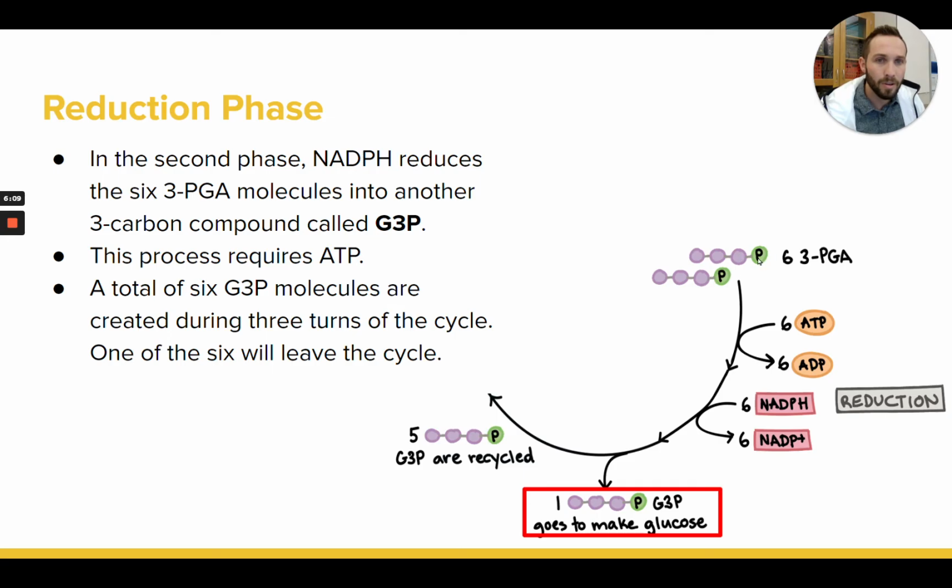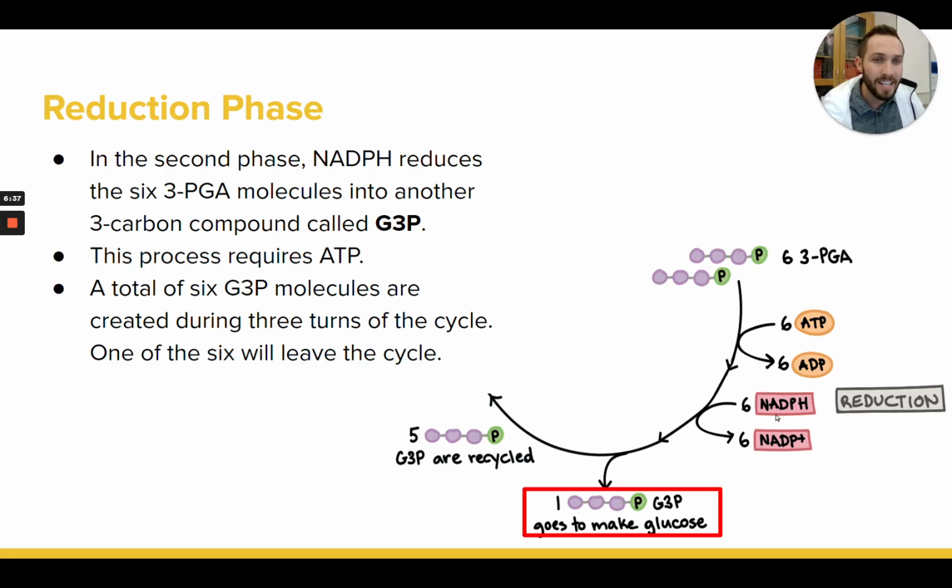When you look at these guys, they look like they're the same thing. This is a 3-carbon molecule with a phosphate, and this is a 3-carbon molecule with a phosphate group. They are similar molecules, but they're not exactly the same molecule. So just know that I'm not showing you the whole chemical structure of this molecule and that molecule. They are different molecules, even though they look the same in this diagram here. But basically, again, in the reduction phase, we're going to take these 3 PGA molecules, and they're going to gain electrons and become G3P.